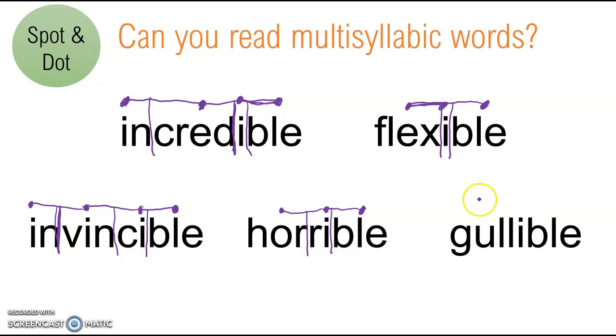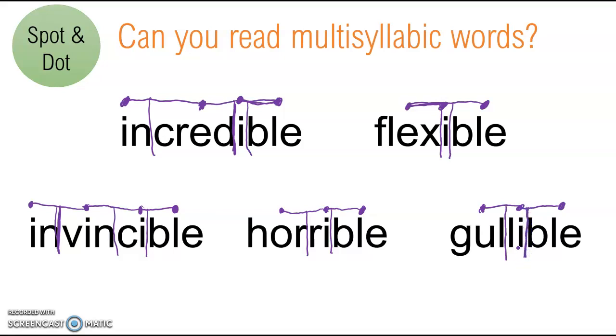Okay, my first dot's going to go above the U. Next one is above the I, and then you have the LE. So I'm going to separate the two L's. And then your next partitioning line goes between the I and the B.